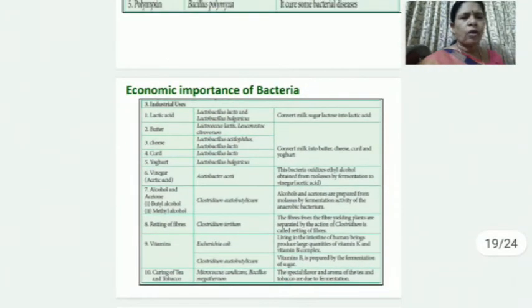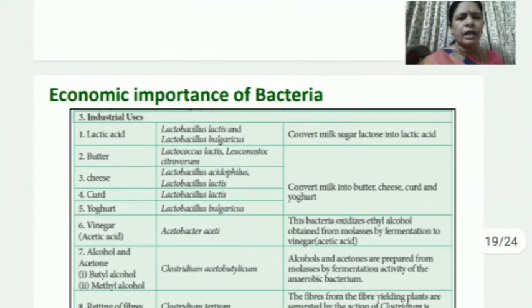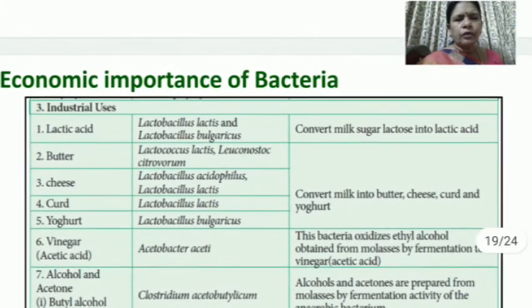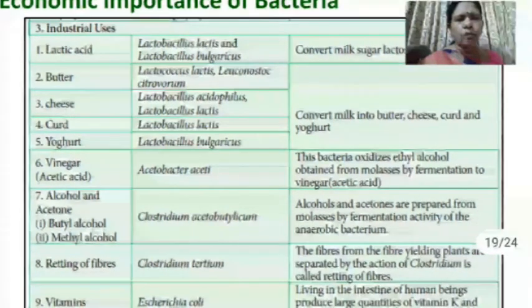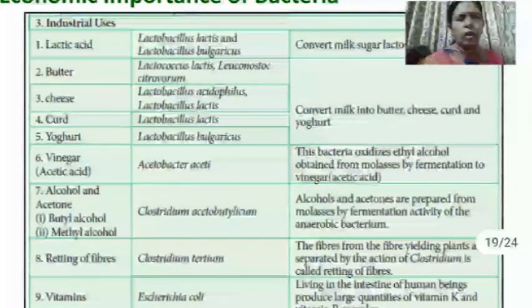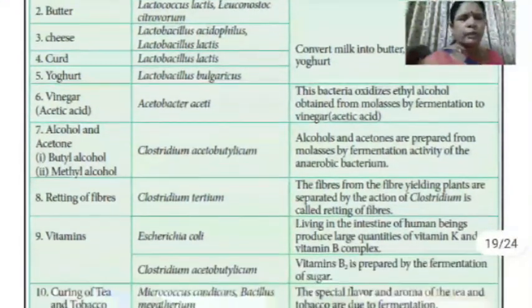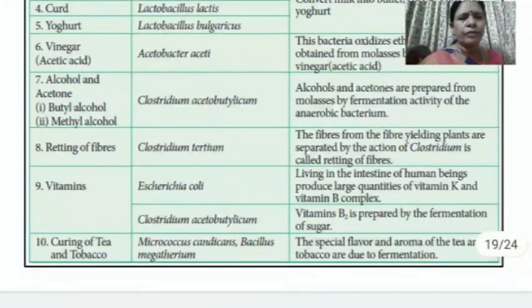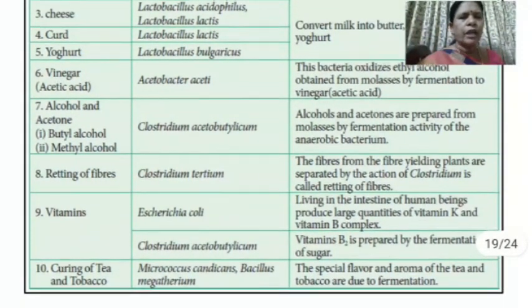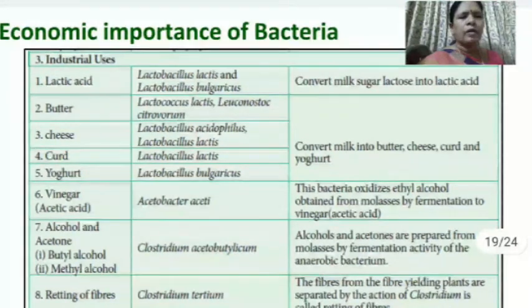Next, we will see the economic importance of bacteria. We will see about lactic acid formation and the preparation of butter, cheese, curd, yogurt, vinegar, that is acetic acid, alcohol and acetone. What type of alcohol? Butyl alcohol, methyl alcohol, and separation of fibers, retting of fibers, and the preparation of vitamins, and curing of tea and tobacco are done with the help of bacteria.